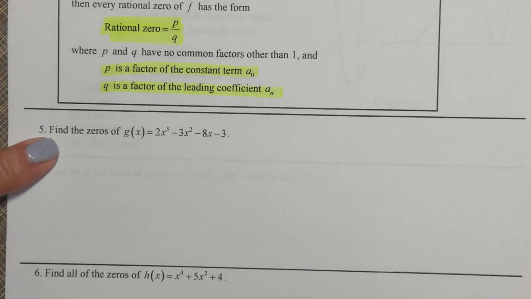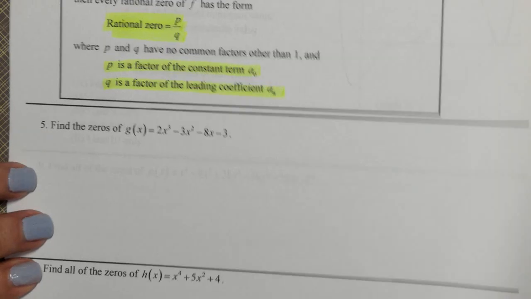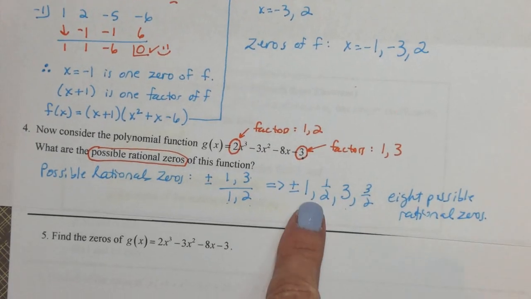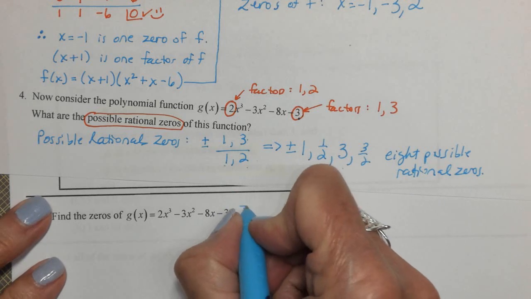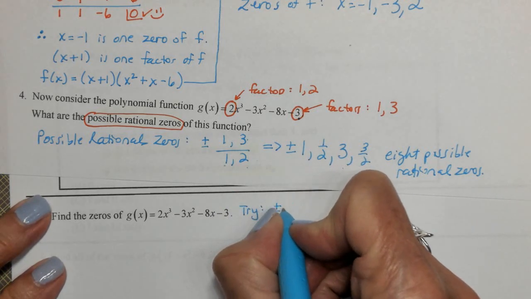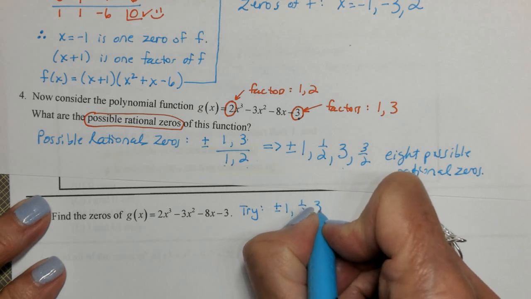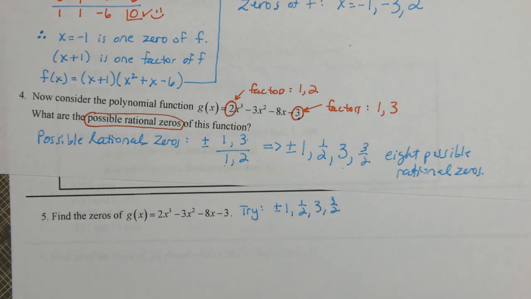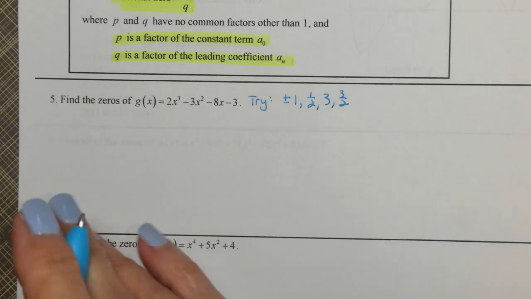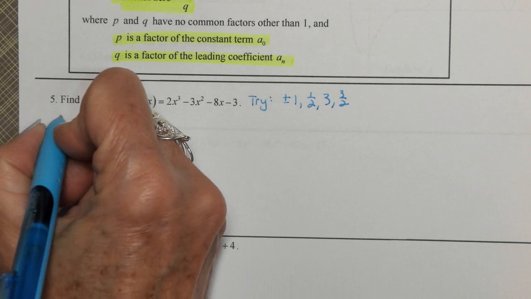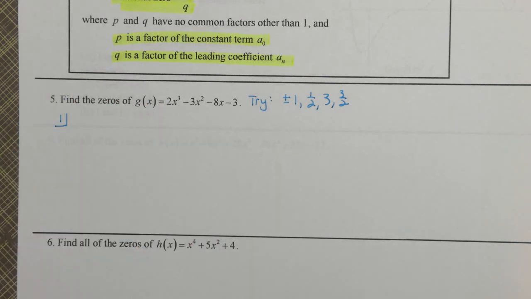So let's find the zeros of this one. I think this is the one we were just talking about before. We already found the possible rational zeros. So the possible rational zeros that we're going to try are plus and minus 1, 1 half, 3, and 3 halves. And you can try those in any order you like. I like to try the easier ones first, so I will try 1 first. And if that doesn't work, I'd probably try the 3 first. If that doesn't work, I would go to the 1 half and the 3 halves.